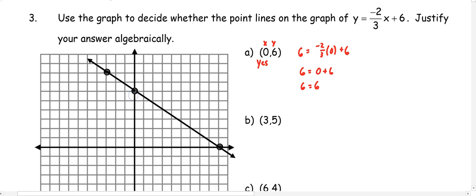Our next point is 3, 5. So we'd go over 3 and up 5. And in this case, it's not on the line, so it would not be a solution. And we can also test to make sure. So we would have 5 equals -2/3 times 3 plus 6. -2/3 times 3 is -2, plus 6 would only get us 4, and those are not equal, which is why it would also not be located on the line.